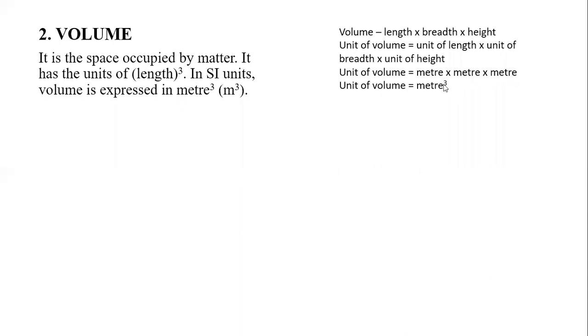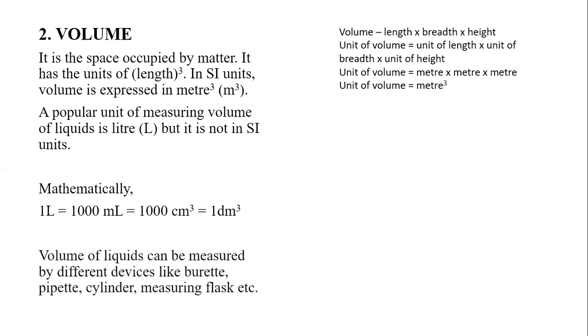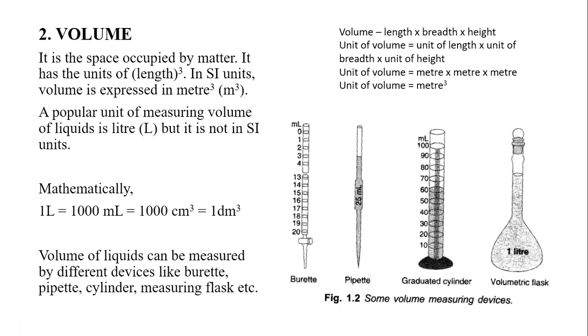But commonly we measure the volume of liquid in liter, which is not an SI unit. Mathematically, 1 liter is equal to 1000 ml, which is equal to 1000 centimeter cube, or it is equal to 1 decimeter cube. The volume of liquids in the laboratory is measured with the help of apparatus like burette, pipette, graduated cylinder, or volumetric flask.